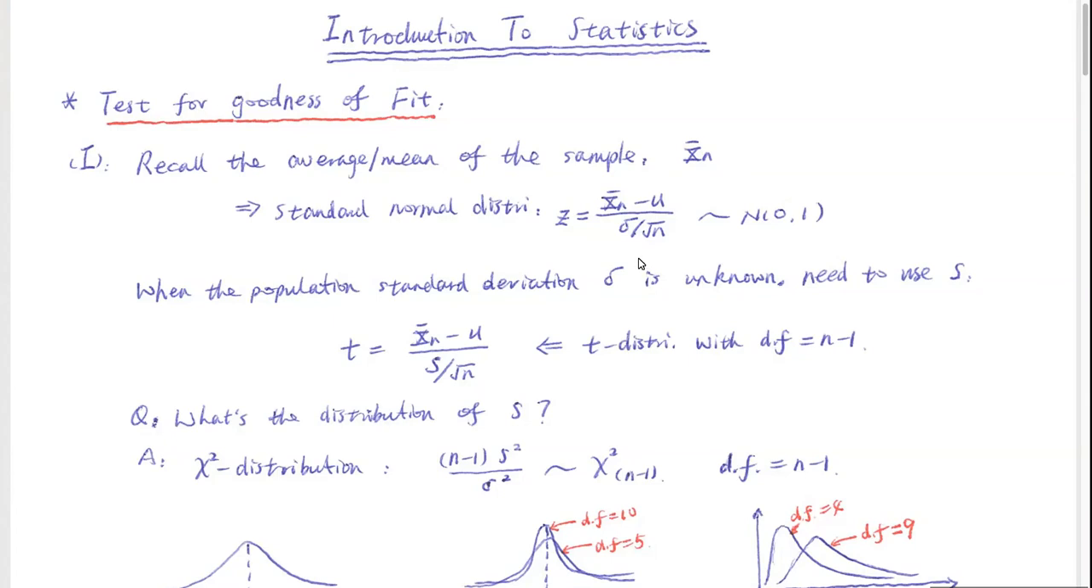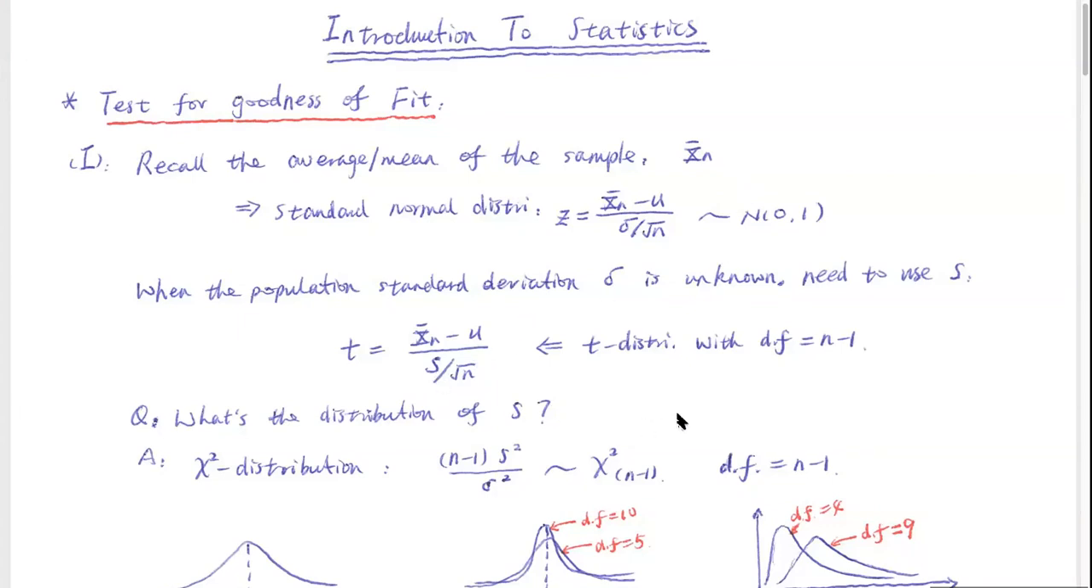And then if we're given the population standard deviation, sigma, then we are using the z-test. Remember, if we're given S, which is the sample standard deviation, we are using the t-test. So that's what we learned previously. Most of the time we deal with what? To study average, sample average, right?